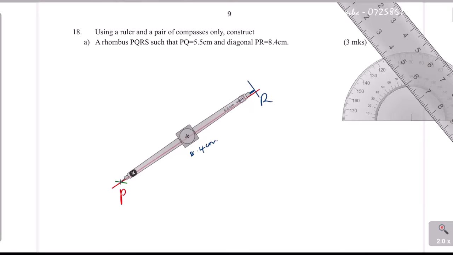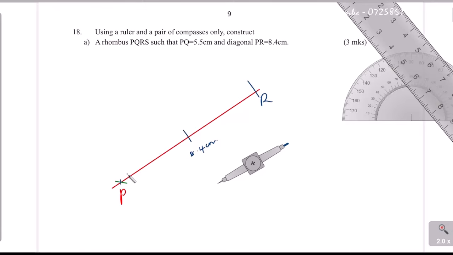Then 4.2 will be there. So let me mark the midpoint of that line. That is where the diagonals are going to intersect. This particular point here, the diagonal is going to intersect. So if I have another diagonal passing through there, it should meet that line at this point at 90 degrees. So I need to have a right angle here.